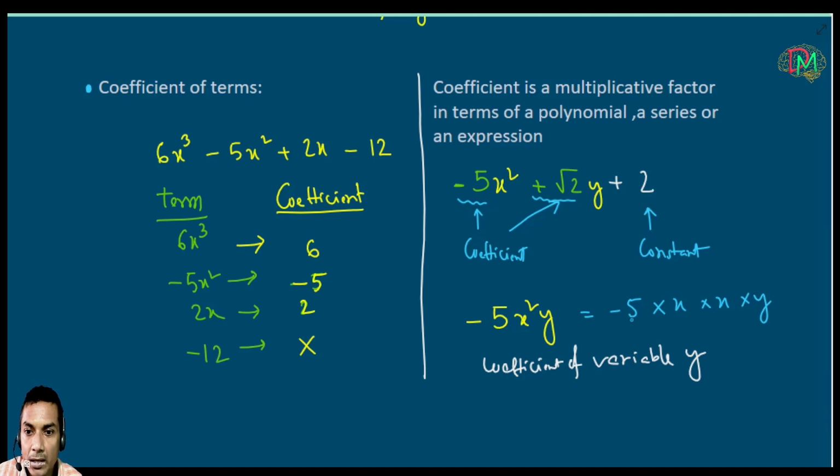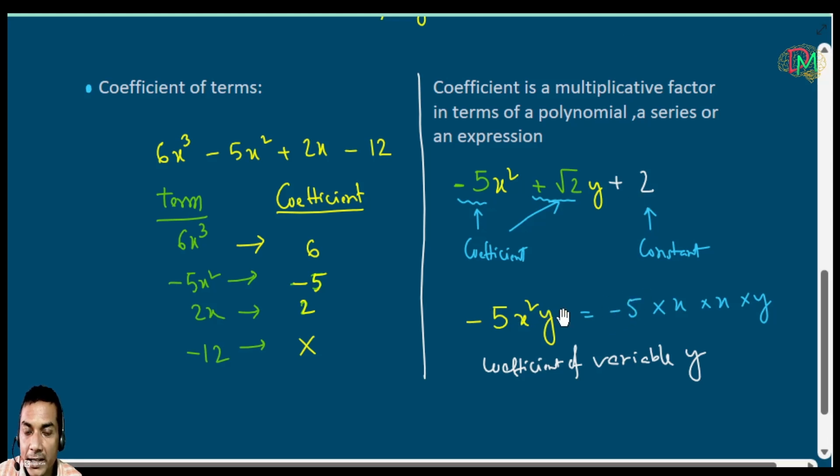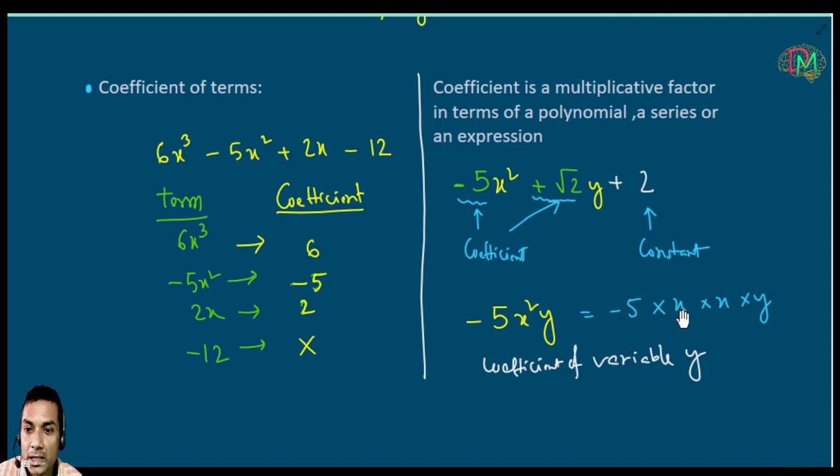For example, factor means what? Can be divisible by any number. Means if we divide this entire term by minus 5, you get the quotient as x square y. So that part is actually the coefficient of minus 5.